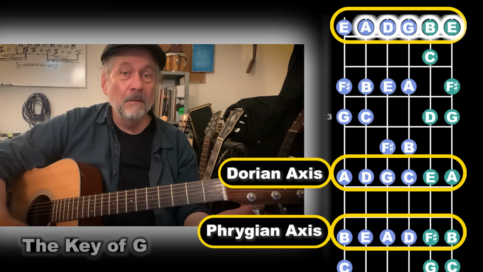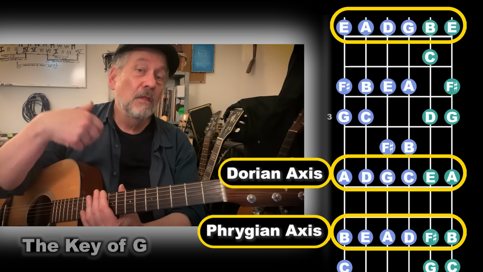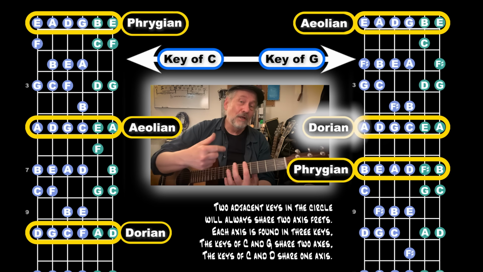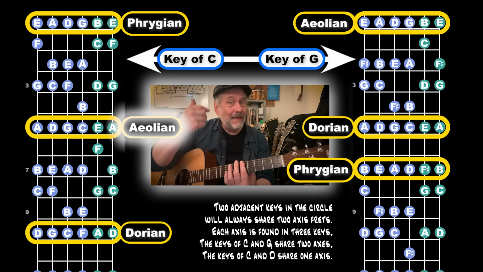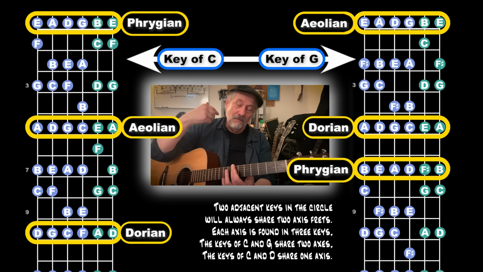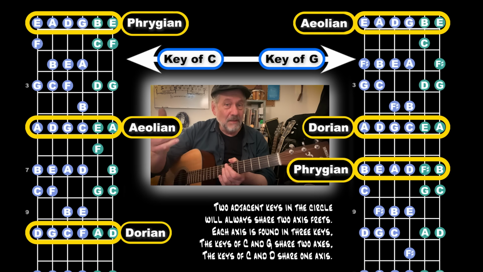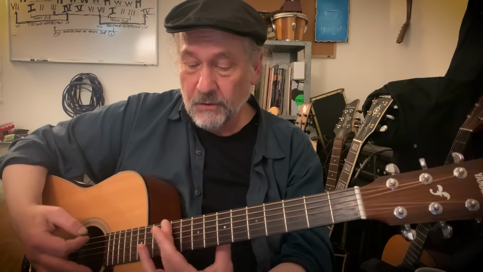And the open strings, E, A, D, G, B, E, the 12th fret, that is the Aeolian axis in the key of G. So the Aeolian axis in the key of G is the Phrygian axis in the key of C. The Dorian axis in the key of G is the Aeolian axis in the key of C, and the Phrygian axis, the 7th fret, in the key of G, that's not in the key of C. So by playing the open strings, the 5th fret, and the 7th fret, all the notes on those positions, add the 12th fret in again, that's defining the structure of the key of G.